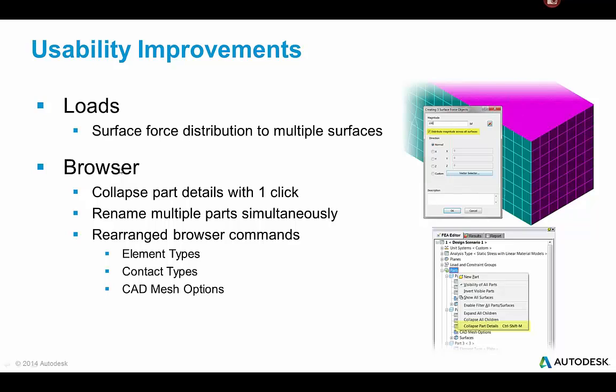And the next one is just a simple reorganization. We've rearranged the browser commands. So if you are right-clicking on the element types and changing the element types, all the 3D objects are grouped together. There's a line separating 3D and 2D objects and then 1D objects. Same thing with contact types and different CAD mesh options. When you select the parts and right-click on it, you have some meshing options that are available there. We've simply rearranged them to make more sense in terms of how they're listed.